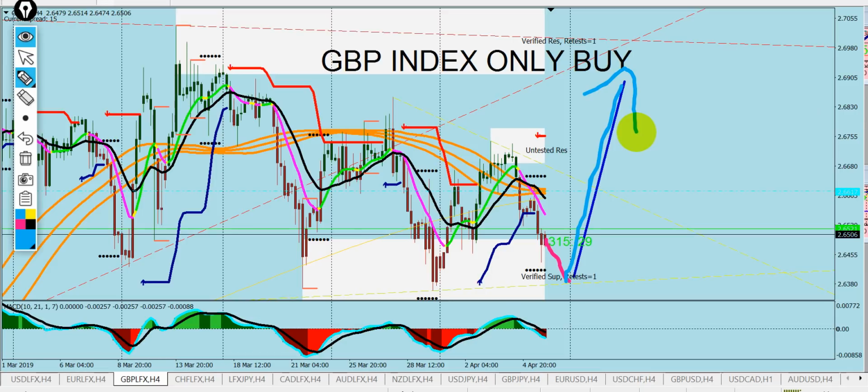We're really only looking to buy every dip in the pound. You have to buy with price action. You have to buy when there is a moving average cross.